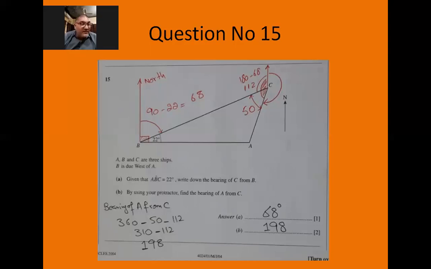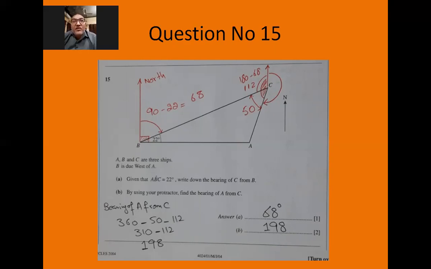That's question number 15. He says, A, B, and C are three ships. B is due west of A. So B is due west of A, and A is due east of B. So if I draw a north here, the angle here will be 90 degrees. He says, given that the angle ABC is 22 degrees, write down the bearing of C from B.